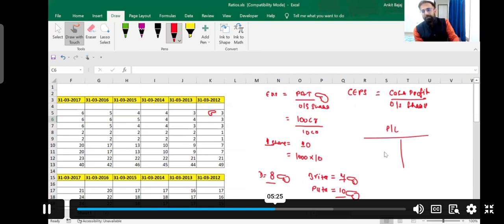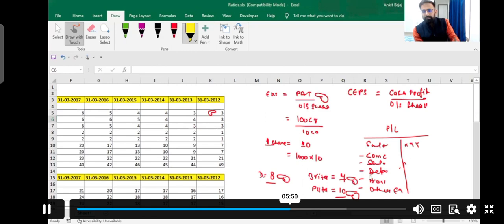Suppose I'm preparing a profit and loss account. We will be recording sales, then cost of material consumed, salary, depreciation, provision for doubtful debts, and some other expenses. So we always record non-cash expenses also. Here you can see depreciation is a non-cash expense, and provision is a non-cash expense.